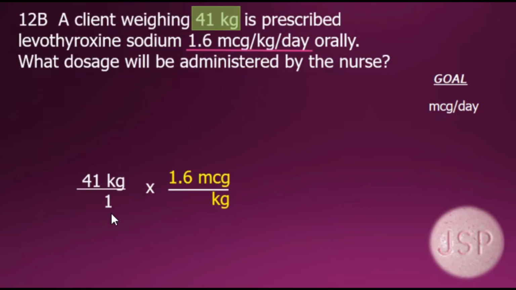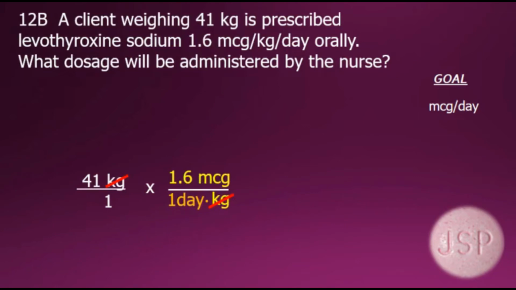The doctor's order for this medication is 1.6 micrograms per kilogram per day, so we will place the day in the denominator. We now have a common factor of kilogram in the numerator and the denominator, allowing us to cancel those out since they have a value of 1. Our units for this problem are in micrograms per day.